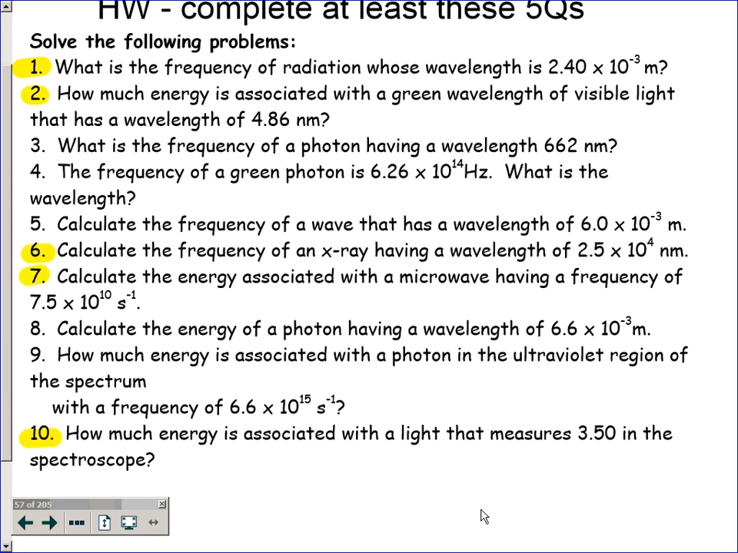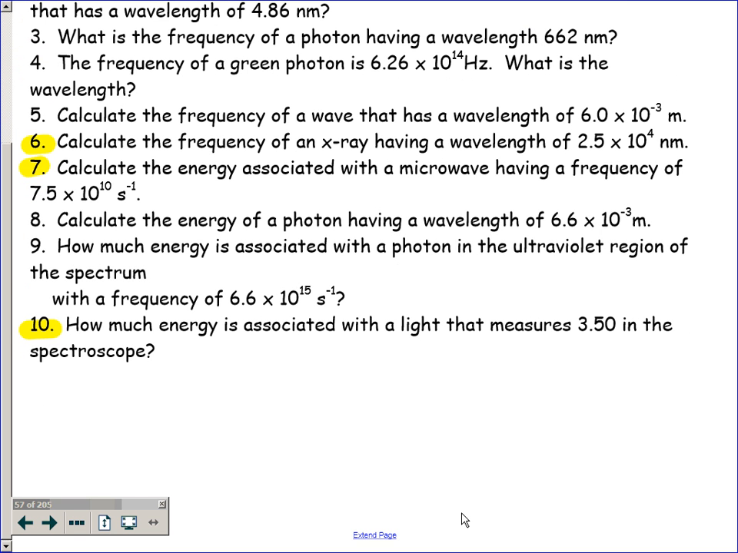And then question 7. Look at question 7. Ariane, how would you approach question 7? What equation? This one has nothing to do with the speed of light, actually. Look back at number 7. You're looking for energy, and you have frequency. Very good. Okay, so that's it. You're identifying your equation, you're plugging in, just make sure all your units are matching up.